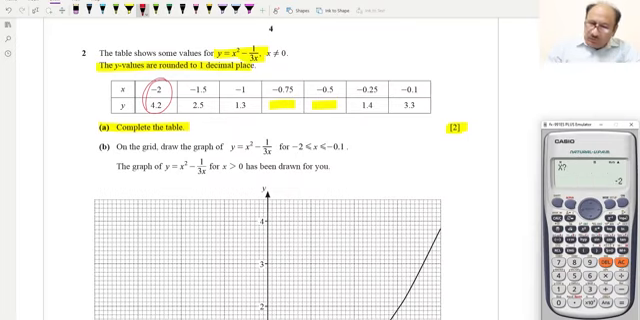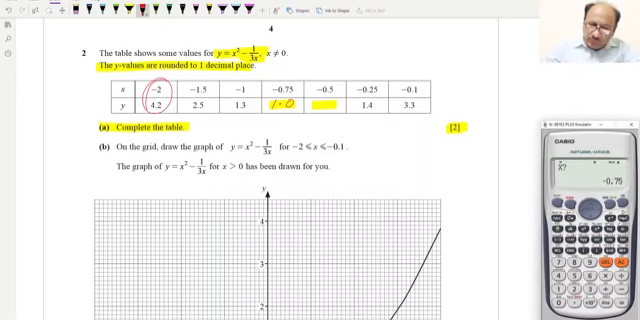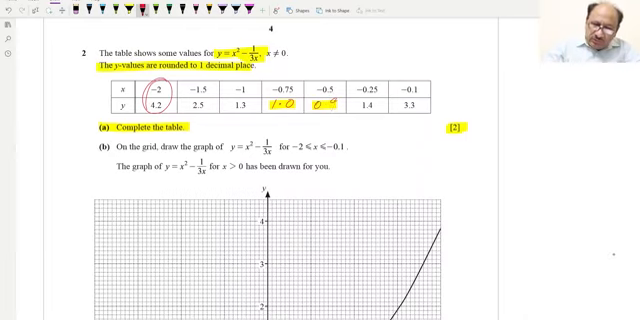Now calculate for -0.75, and this gives us 1.00. So our answer will be 1.0 up to 1 decimal place, and then calculate for -0.5, and this is equal to 0.9. So these are the two values which we have done and completed the table for 2 marks.